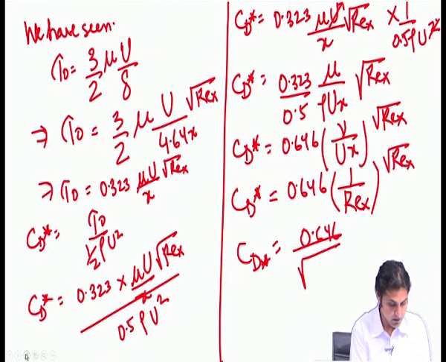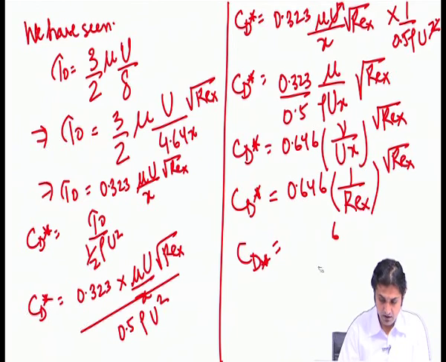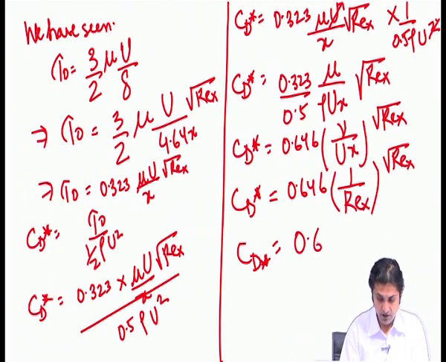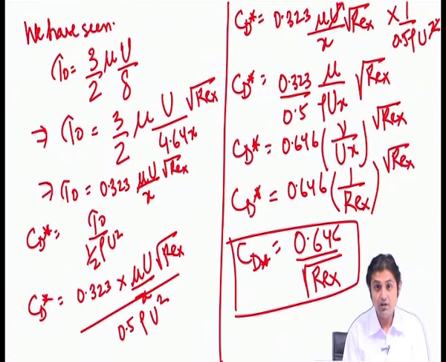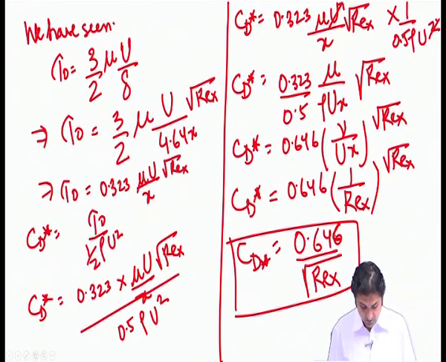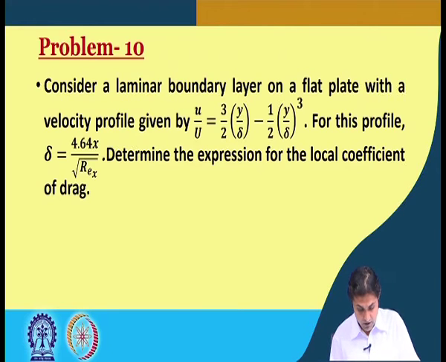I will take the eraser and write it properly: 0.646 divided by under root Re x, so this is the drag coefficient. All right. So this is the solution to one of the other questions. One more problem.